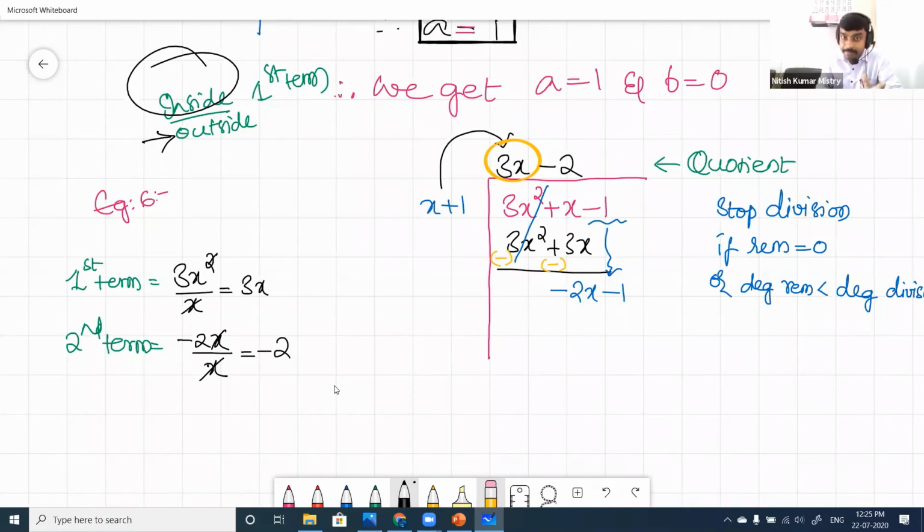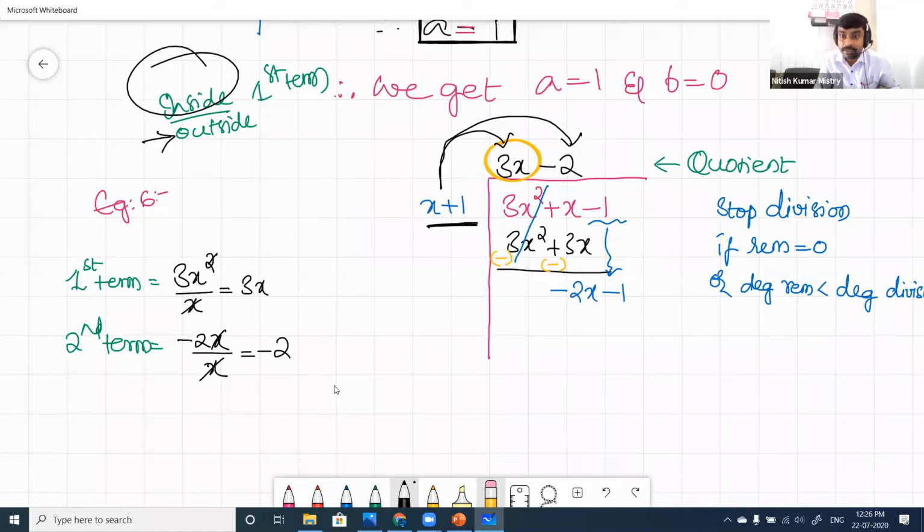Now we need to multiply this x plus 1 with whom? With minus 2. So already 3x is multiplied. That work is over. That's why I circled. So to not get confused, I am drawing this circle, right? So now I have to multiply x plus 1 into minus 2.